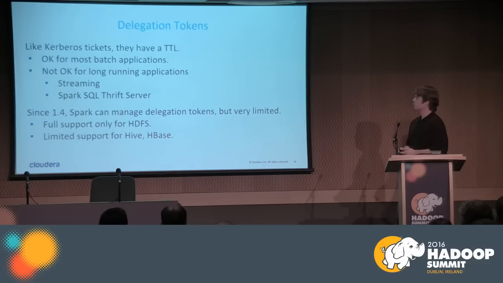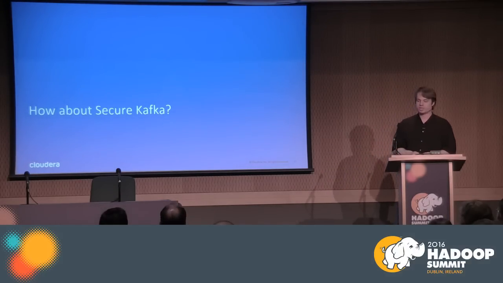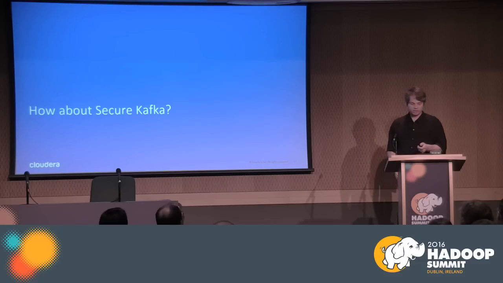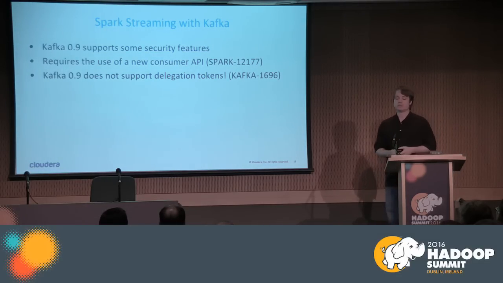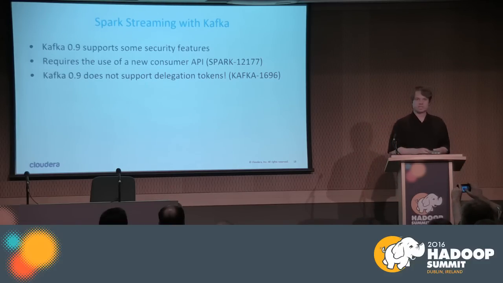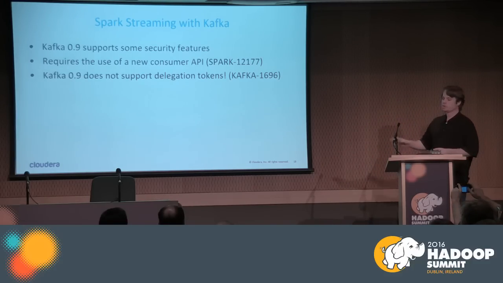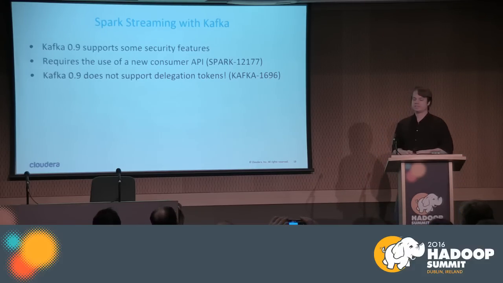Another limitation is, what about Kafka or other services that also use Kerberos and might have authentication? I'm going to single out Kafka here because that's the next thing that's coming up in security in Spark. Kafka adds security features in 0.9. It requires some changes to use some new APIs that were added, and that work is being tracked in Spark. One problem with Kafka 0.9 is that it does not support delegation tokens.